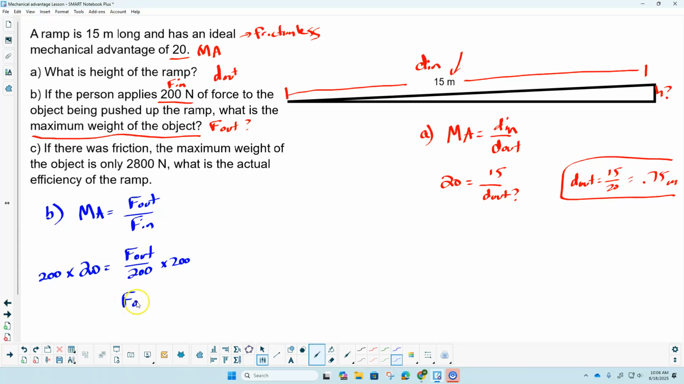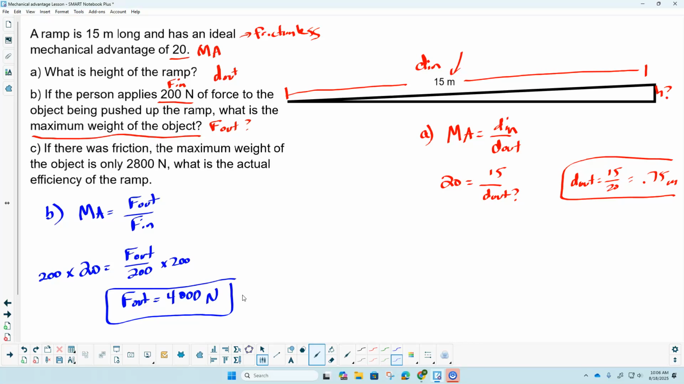So you get your output force to be 4,000. We can lift a 4,000 newton object by applying 200 newtons. That's the advantage idea. It makes it easier. We apply less force, just over a bigger distance.